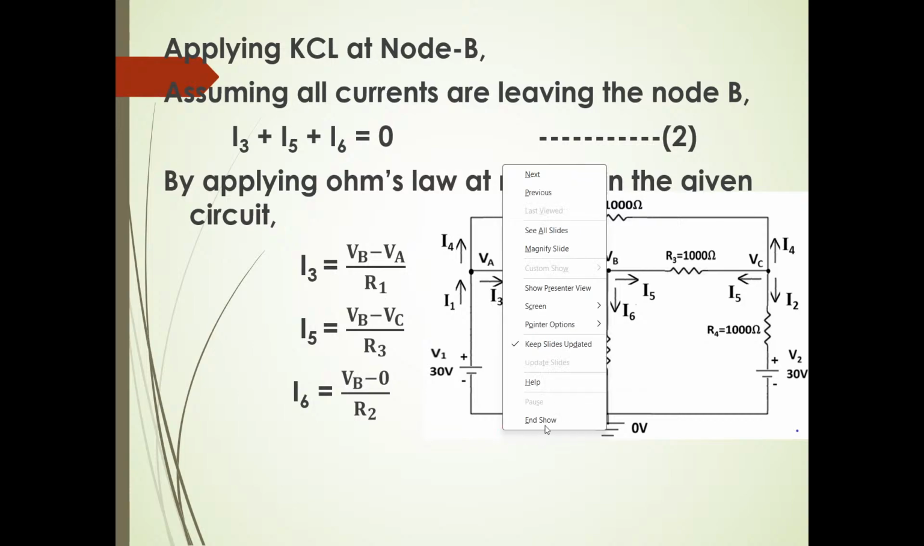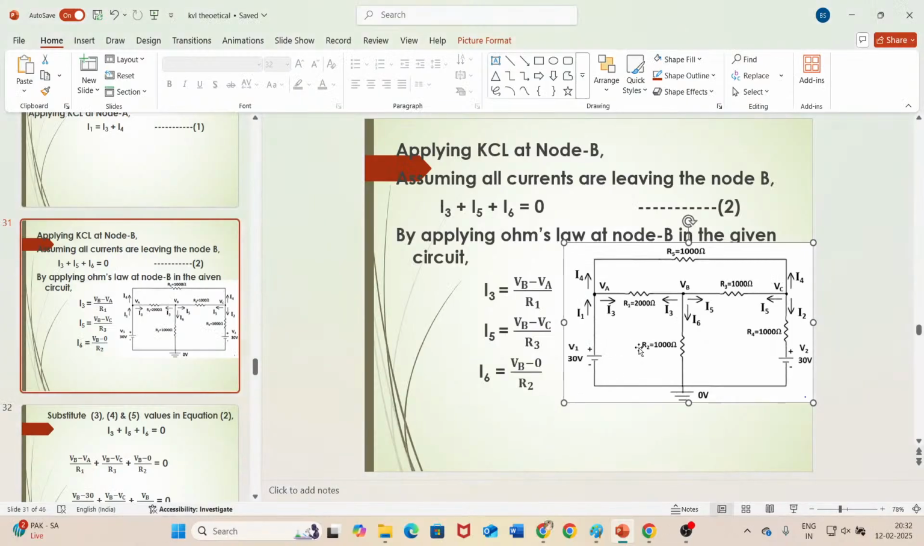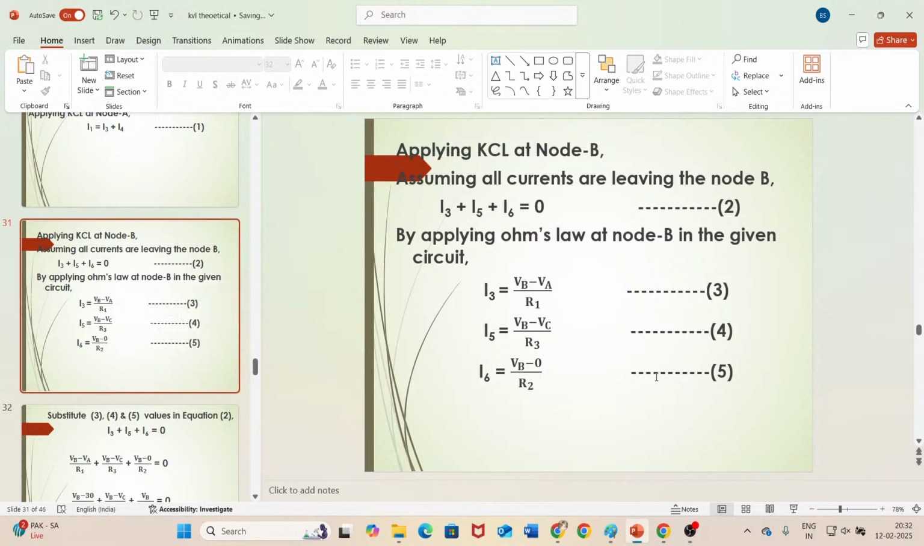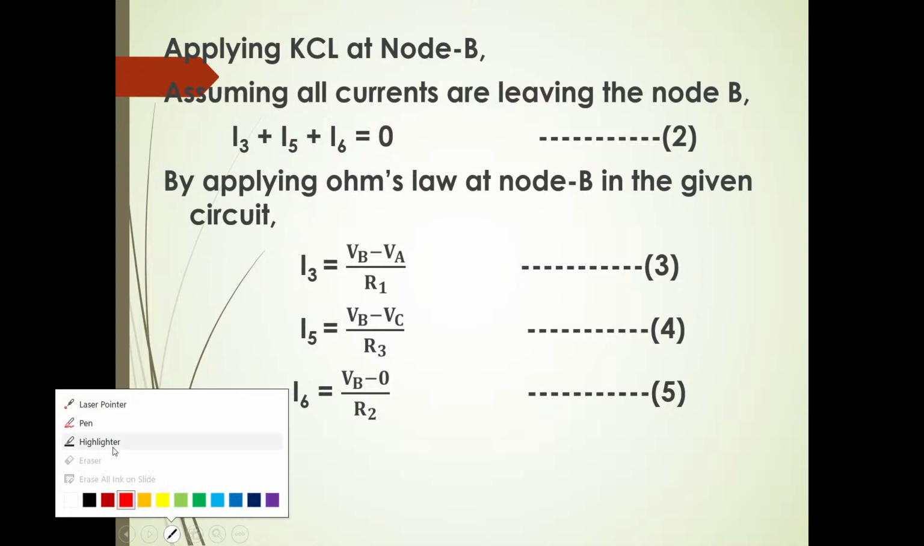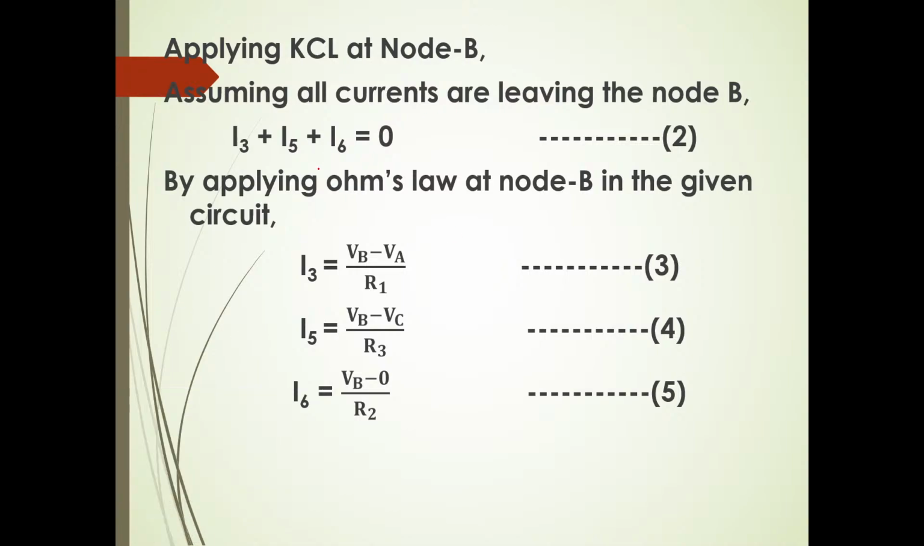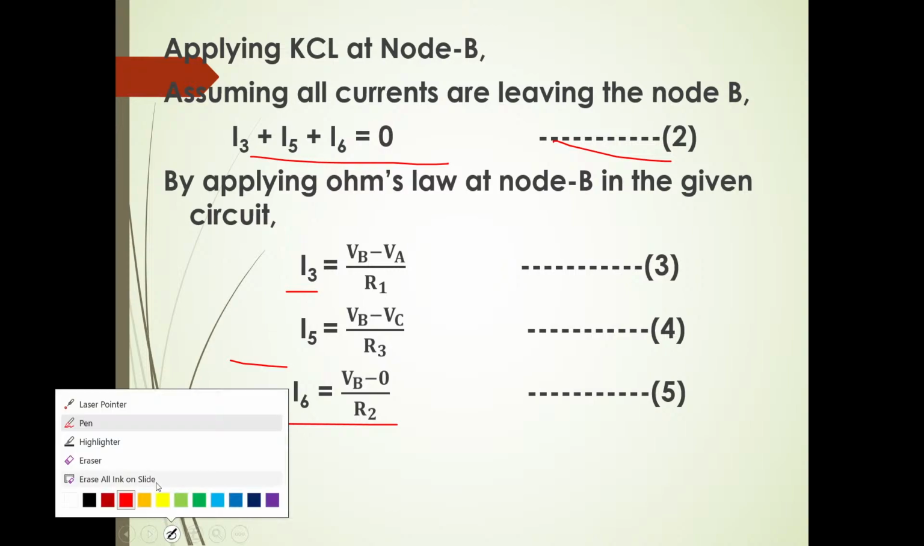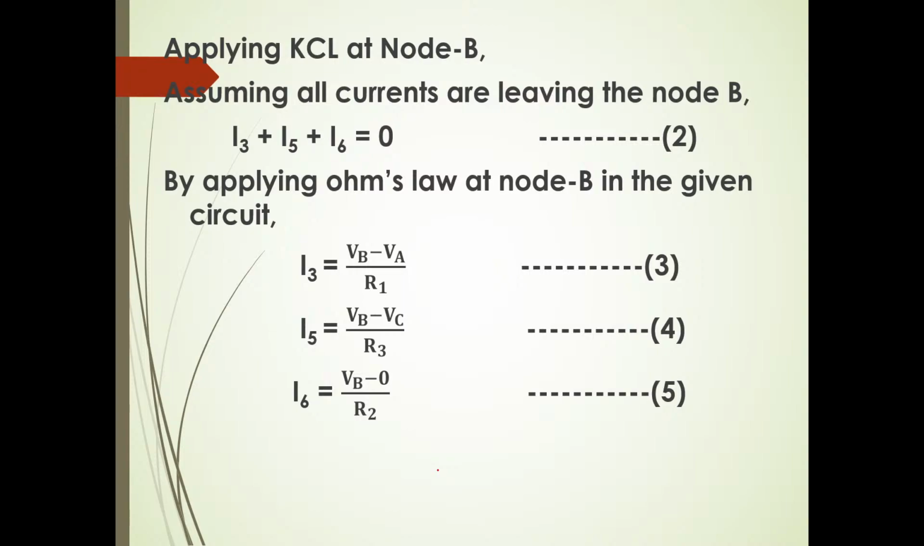I will just remove this image. You can consider these three equations as equations 3, 4 and 5. This above equation is equation 2, and the current equations I3, I5 and I6 are equations 3, 4 and 5. I will give you a minute. You can write it down if you are copying it down.